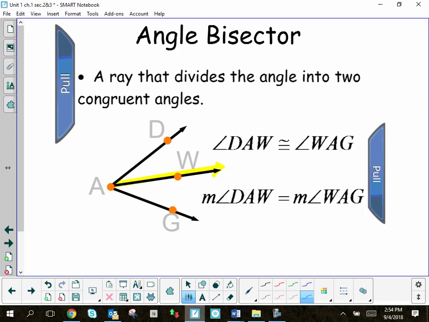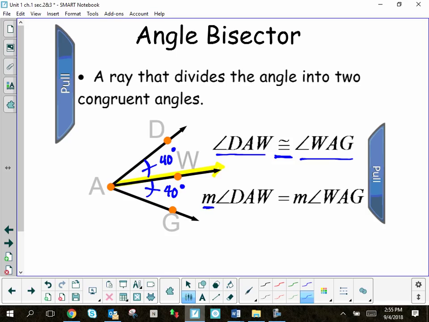Okay, because that's what bisect means. So this angle is congruent to this angle. So you can now see over here, angle DAW is congruent to angle WAG. Okay? Now, if they're congruent, they're going to have the same measure as well. So if this is 40 degrees, this is also going to be 40 degrees. Okay, which goes back to this right here.